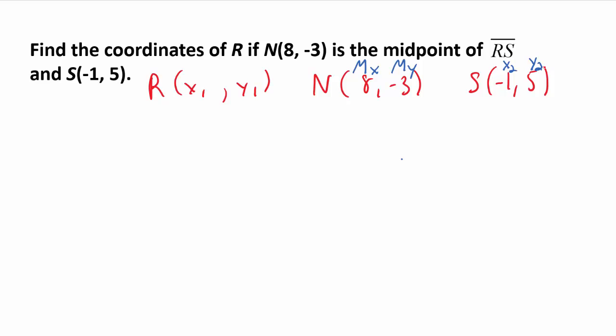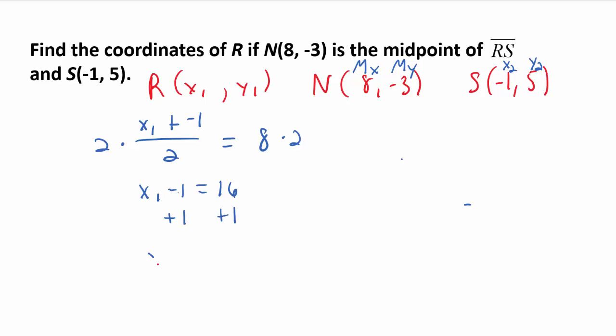Plugging this into the midpoint formula, let's go with X1 plus -1, which is our two X values, divided by 2. And that would give us our 8, which would be the X value for the midpoint. Let's go ahead and solve for X1. Multiply by 2 on both sides. We're left with X1 minus 1. Remember, because plus -1, it will be a -1, equals 16. Add 1 on both sides. And our X value for this endpoint, R, is going to be 17.